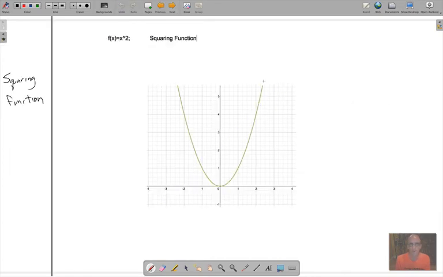For the squaring function, the x values, the domain, also is all real numbers. The range starts at 0 and goes up to infinity, but it does not go below the axis. So it goes from 0, including 0, up to infinity.